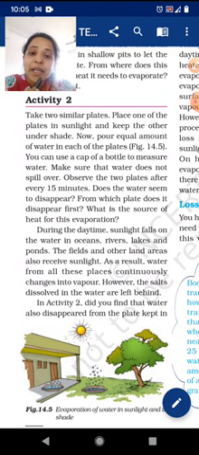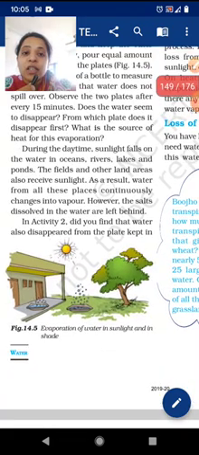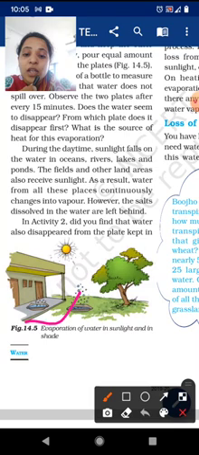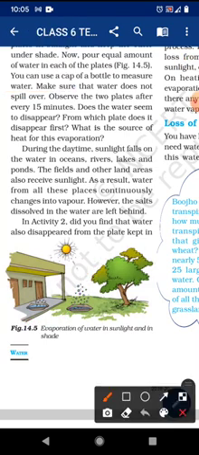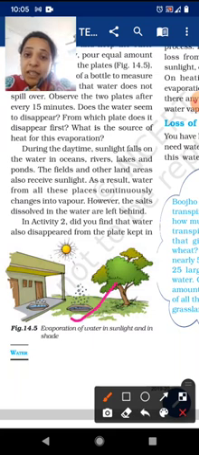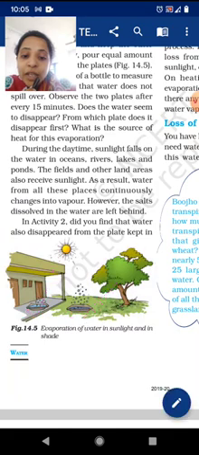Take two similar plates, place one of the plates in sunlight and keep the other under shade. Now pour an equal amount of water in each of the plates. Figure 14.5. See here, one figure is given. In that, one plate is kept in direct sunlight and one is under the shade, and an equal amount of water has been kept in them.